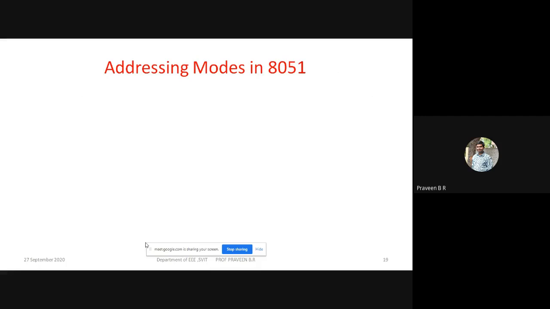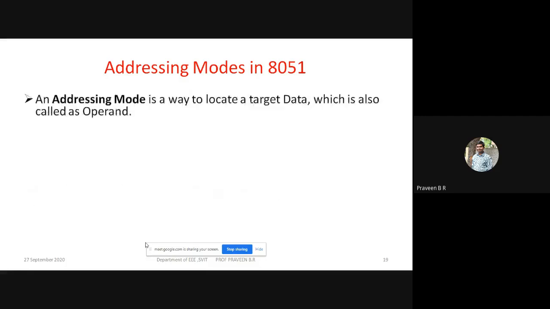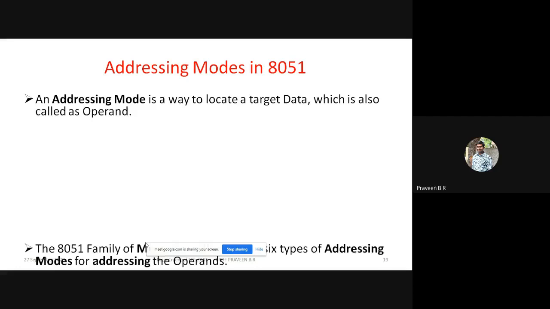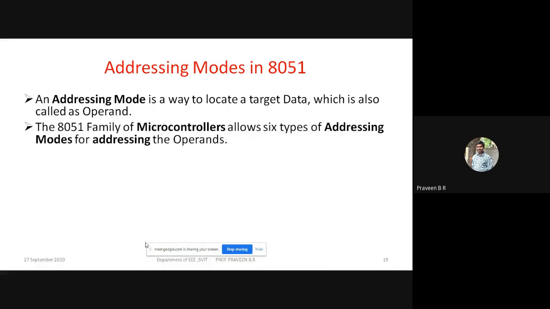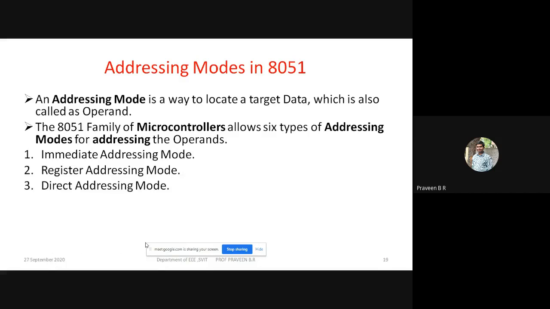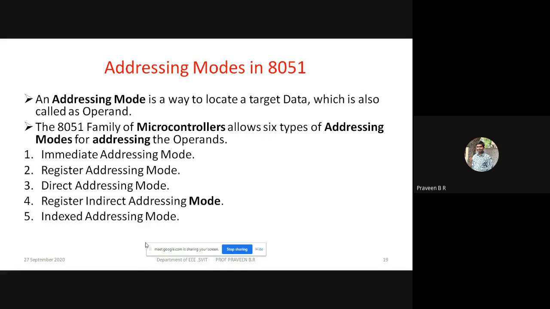What are the different addressing modes in the 8051 microcontroller? An addressing mode is a way of representing data or locating target data, which is called an operand, and addressing that operand is called an addressing mode. In the microcontroller family, there are 6 types of addressing modes, such as immediate addressing mode, register addressing mode, direct addressing mode, register indirect addressing mode, indexed addressing mode, and implied addressing mode.